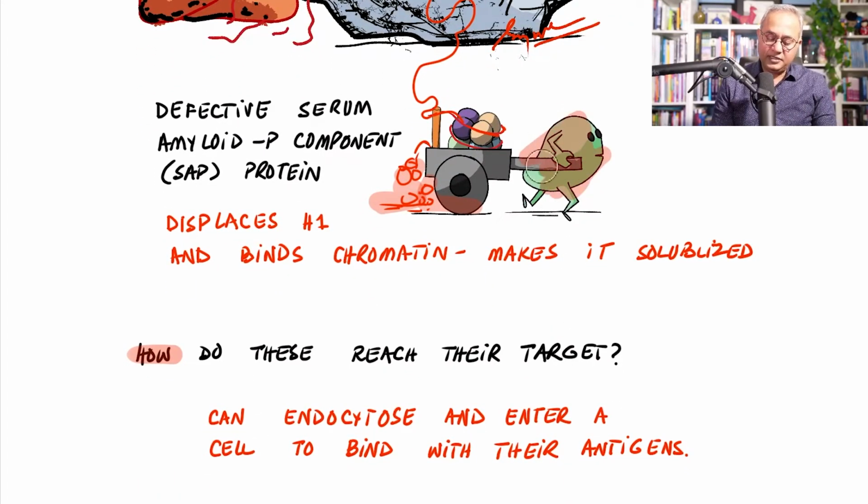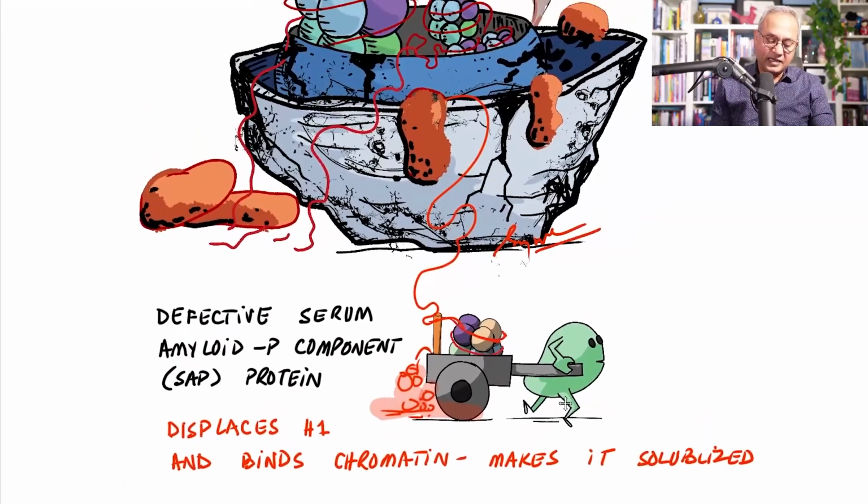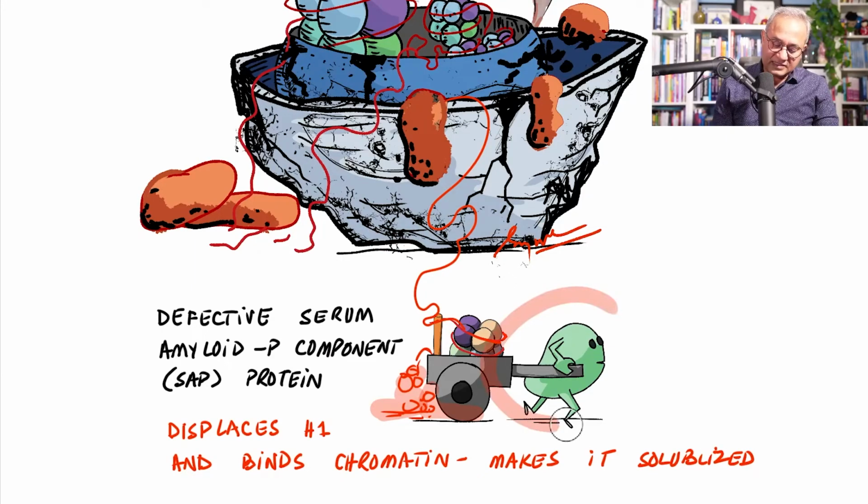In our body, there is a protein called, this green little monster here, serum amyloid P component, or SAP. The serum amyloid P component does many functions. One of the functions is that when a cell is dying, this serum amyloid component will come near the histones with the DNA wrapped on it. And what it will do is this.